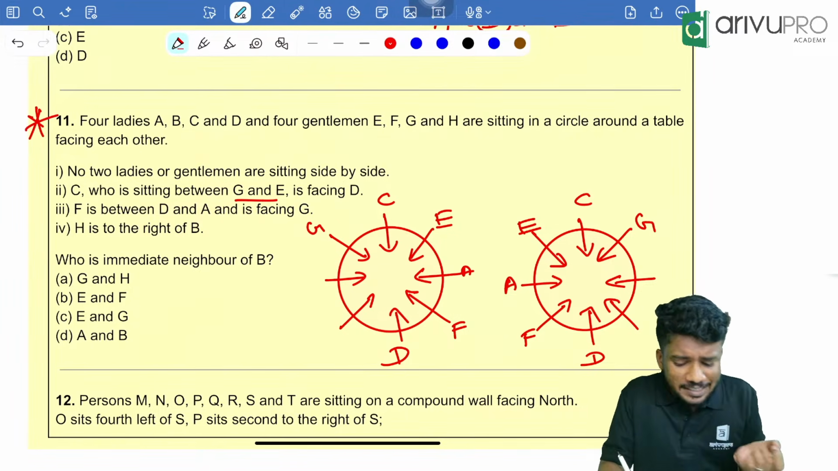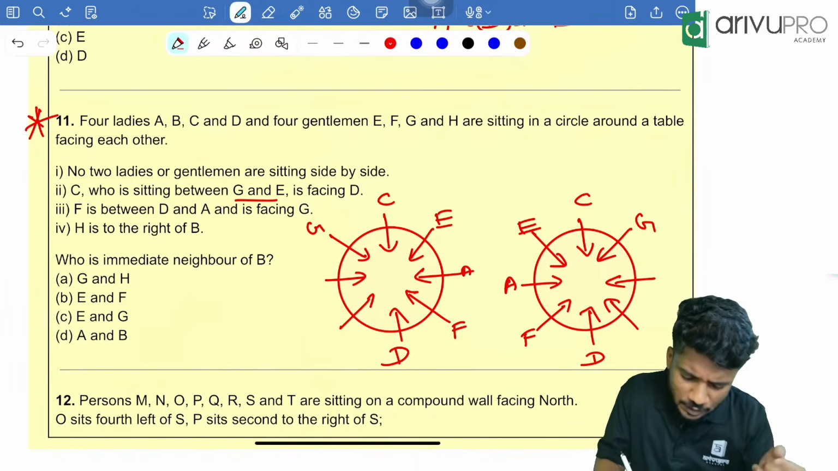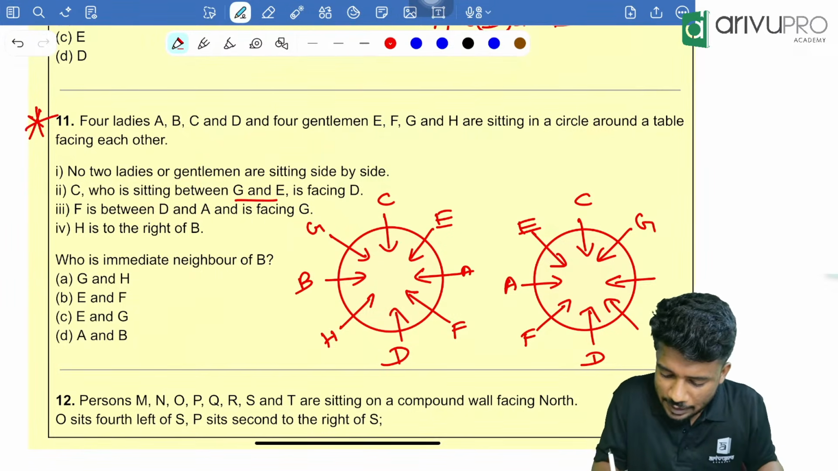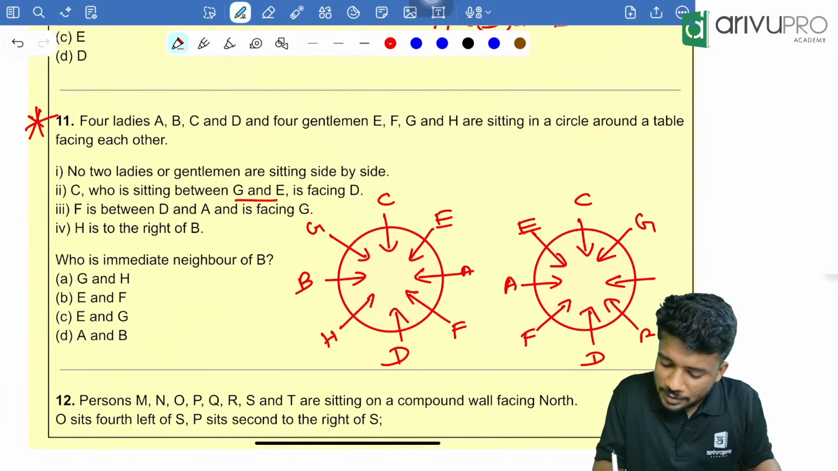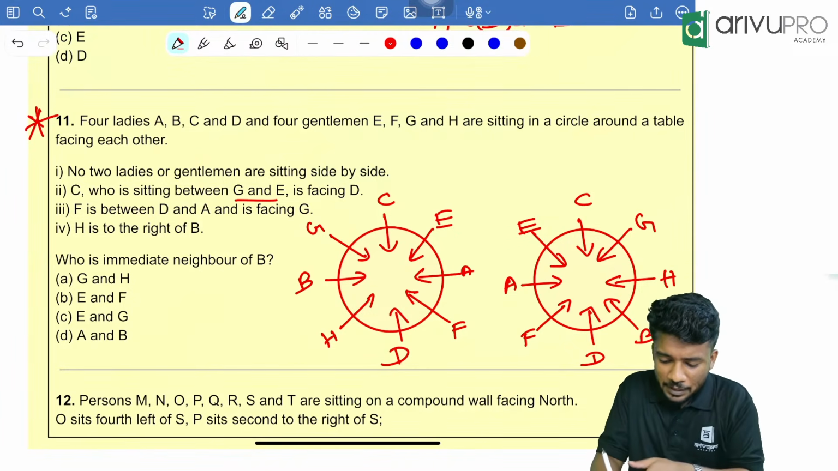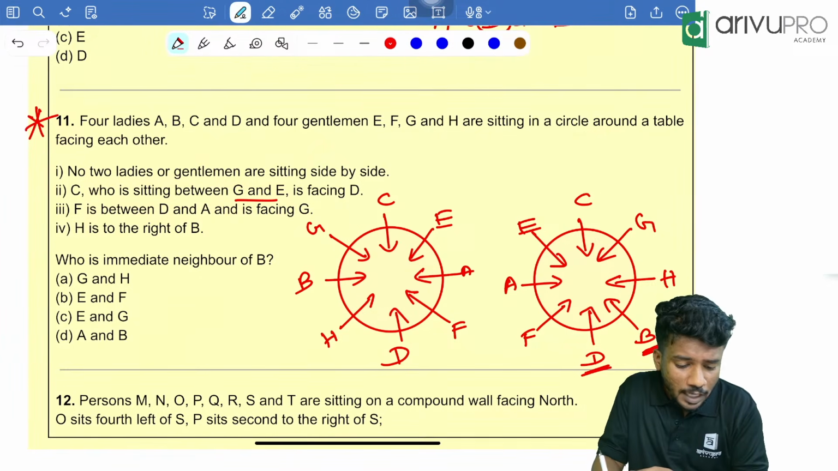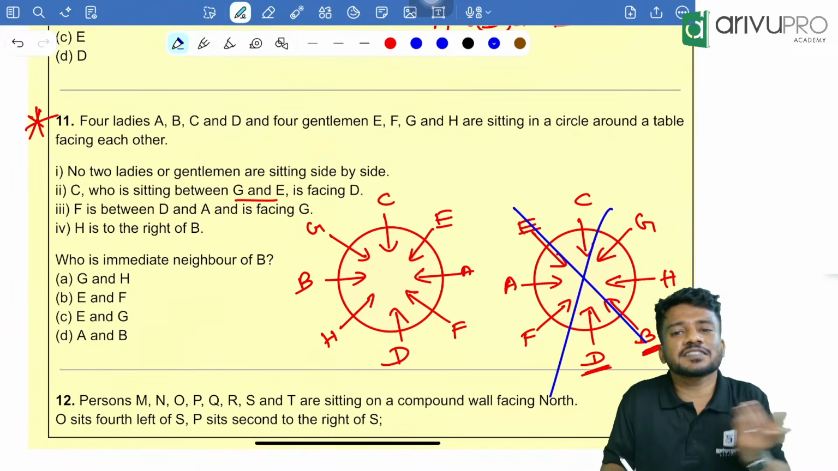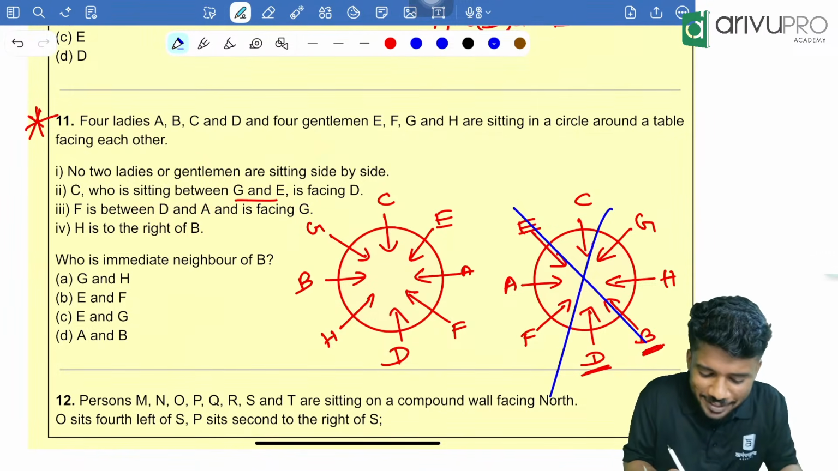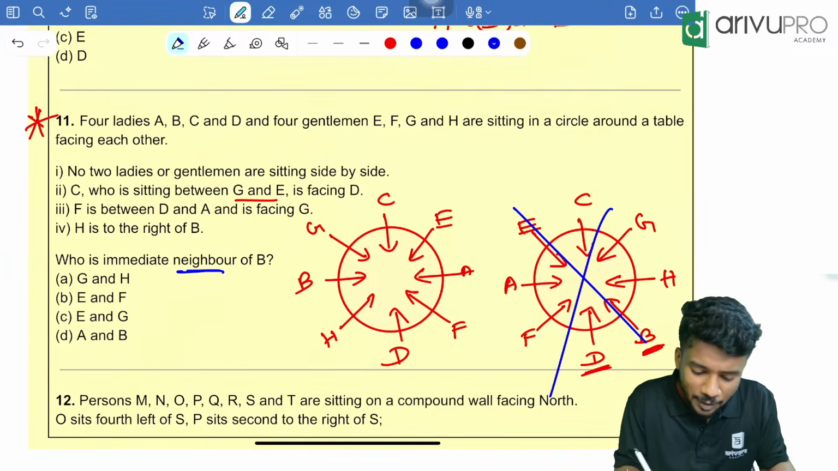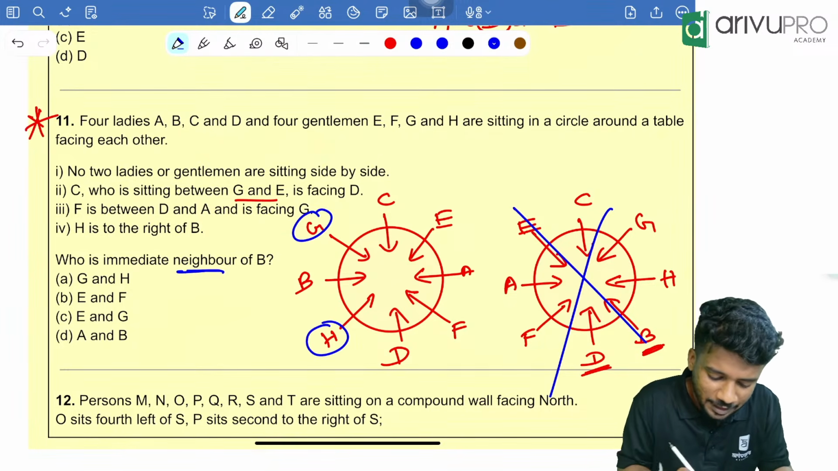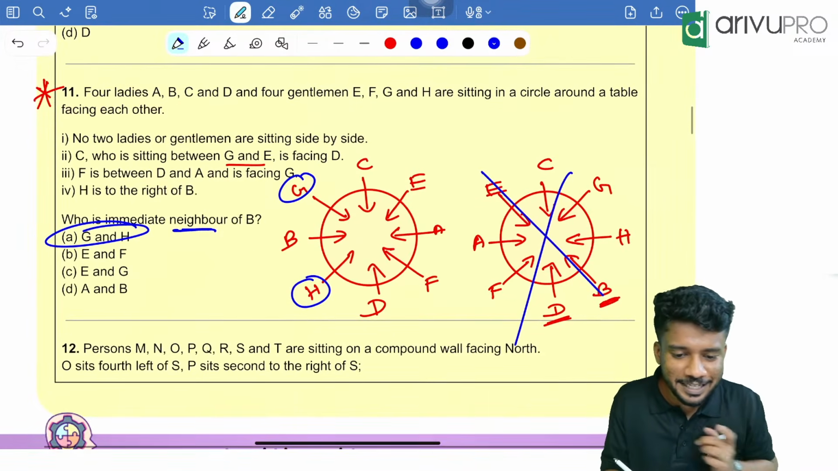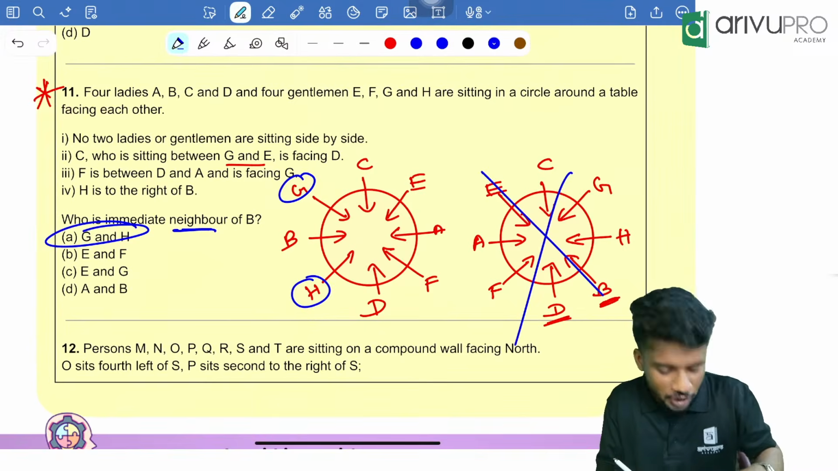Then what is given? H is to the right of B. H is to the right of B means B should be here, H should be here. If you look here, two ladies are sitting together. Is that possible? No, that means this is wrong. Our first assumption is correct. Then now the question is, who is the immediate neighbor of B? G and H are the immediate neighbors of B. Option A is the answer. Many people got the answer for the previous questions. Very good.